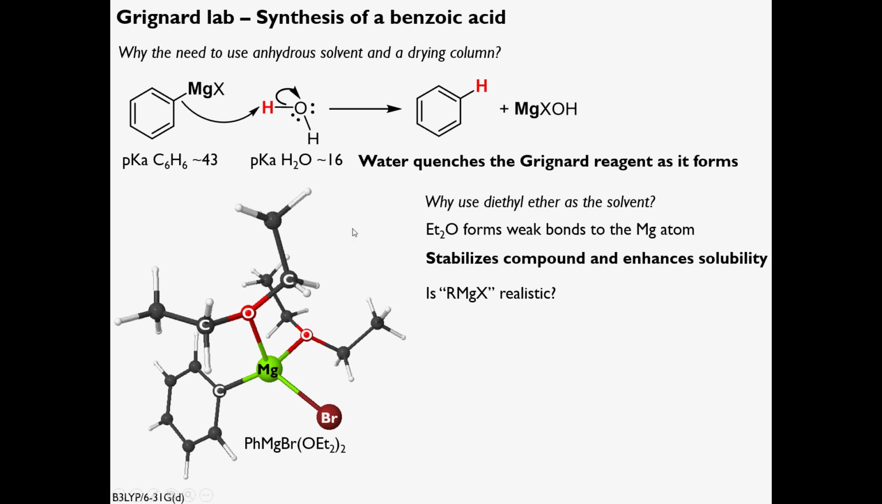And then, once this has been explained, some students have the question, well, is it really accurate to show a Grignard reagent as being just a phenylmagnesium bromide?